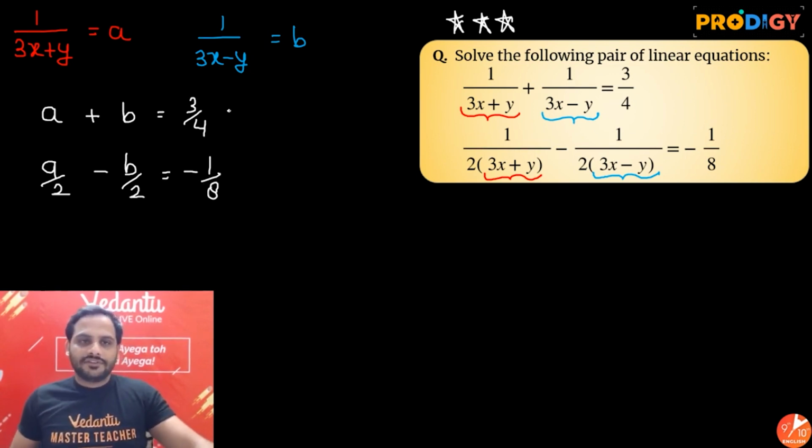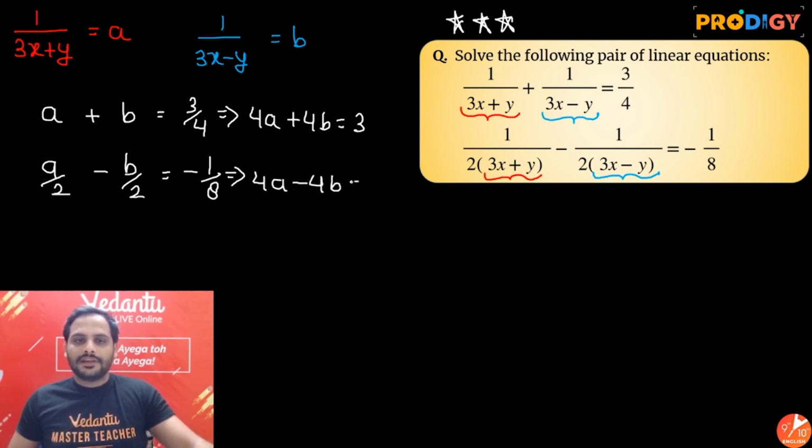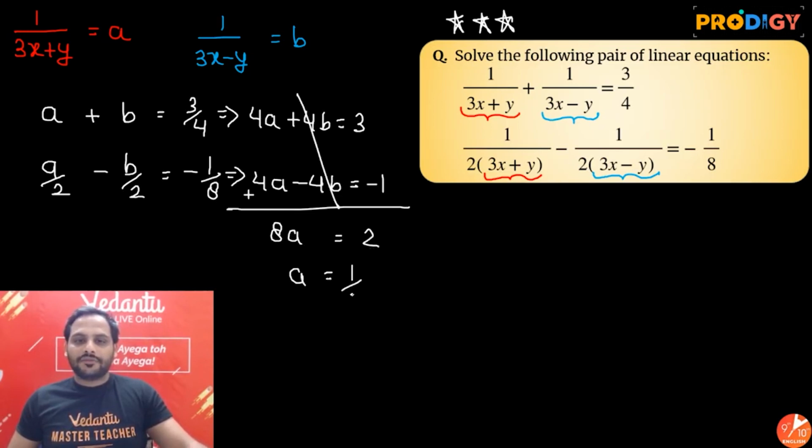Okay? If I shift this 4 over here beta, I'll get 4a plus 4b is equal to 3, and if I shift this 8 over there, so 8 into a by 2, 2 ones are 2 fours are, so 4a minus 4b is equal to minus 1. Now see how easy it is, add both the equations, b got cancelled, 8a is equal to 3 minus 1 is 2, a is equal to 1 by 4.